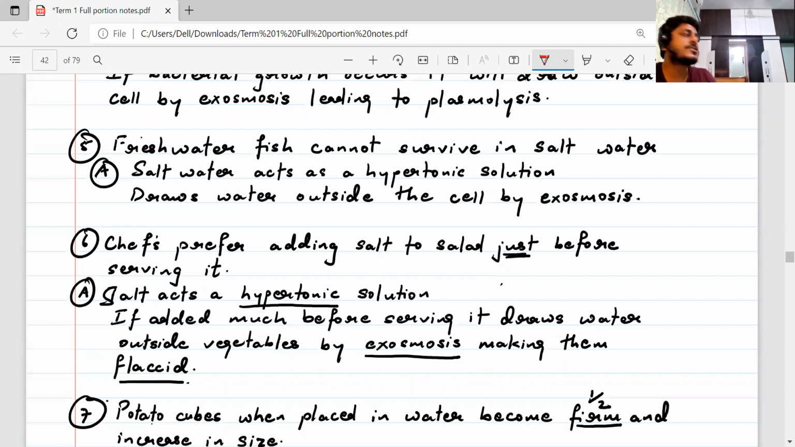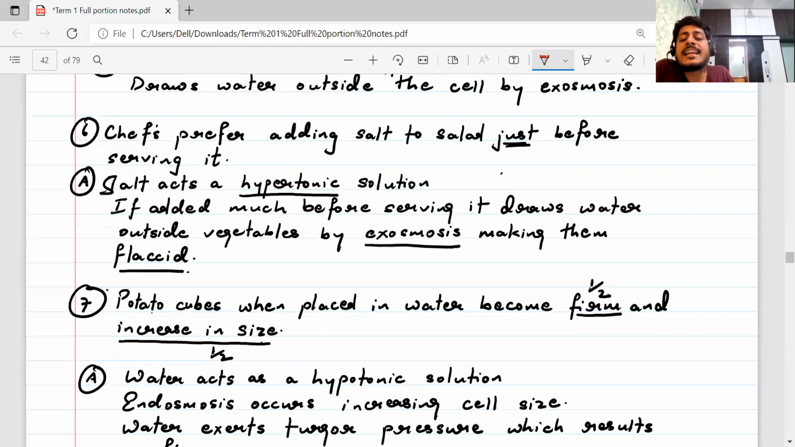Freshwater fish cannot survive in salt water क्योंकि salt water hypertonic होता है. Freshwater fish को अगर रखोगे उसमें तो exosmosis हो जाएगा, water will come out. Chefs prefer adding salt to salad just before serving it. The marking point was just, क्योंकि अगर पहले से डाल के रखोगे तो salt removes water outside the vegetables, it will become soggy, it will become flaccid.